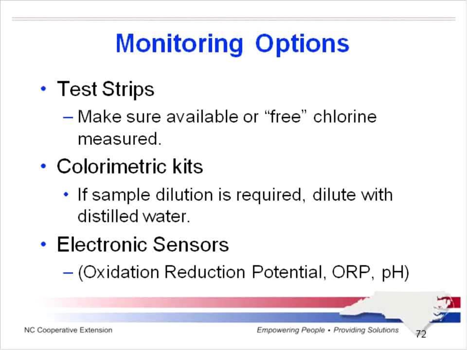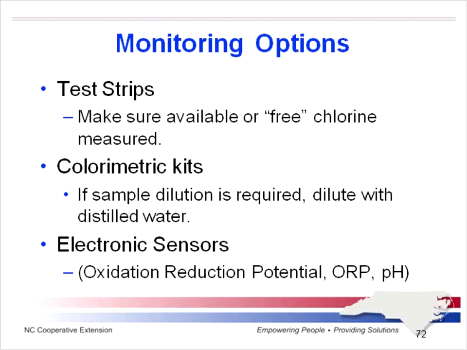Monitoring can be done in a number of ways. There are simple test strips, for example, that show available or free chlorine. There are colorimetric kits, like you may be familiar with for swimming pools. Sample dilution may be required for those, and that sample dilution should occur with distilled water. And there are also electronic sensors that can be used.